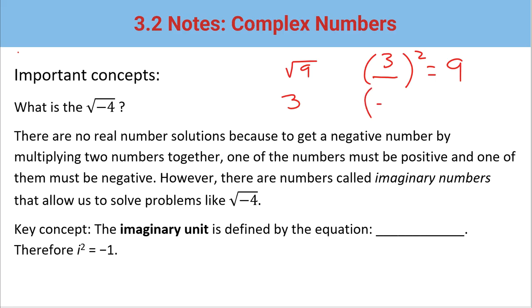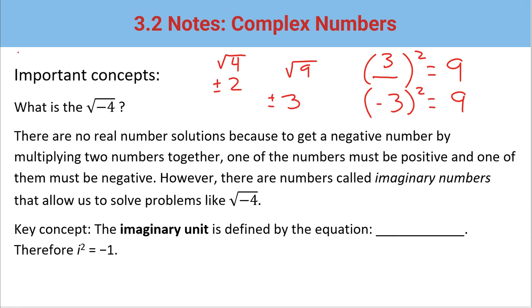However, I also know that -3 times -3 would also give me 9, because negative times negative is going to give me that positive. So the square root of 9 is plus or minus 3. Then if I asked you what is the square root of 4, you could use that same concept. Well, I know that 2 times 2 is 4, and -2 times -2 is also 4. So the square root of 4 is plus or minus 2.